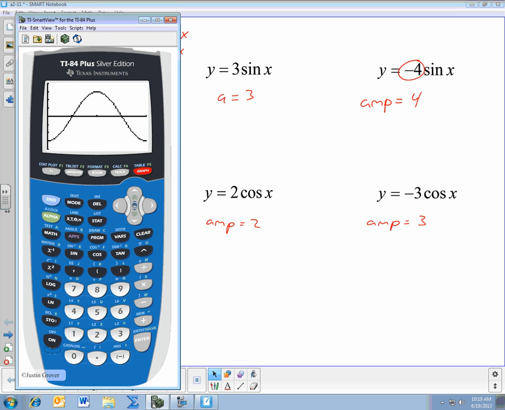It's almost like the max value, or the highest range value it has. Remember, range is your y measurements, and so it goes up to 3. So our range here would be -3 to 3. Our amplitude is +3.